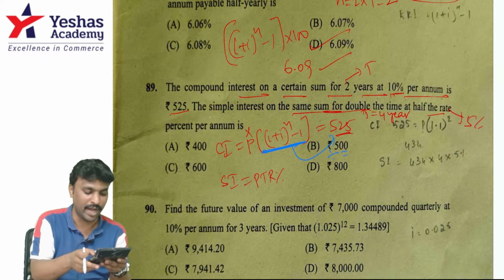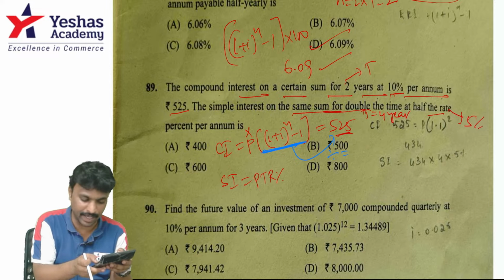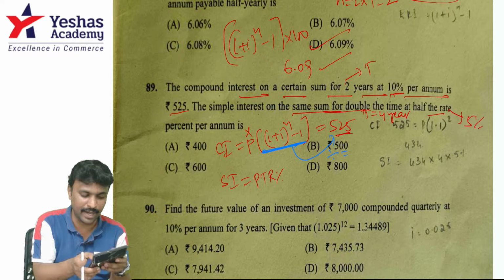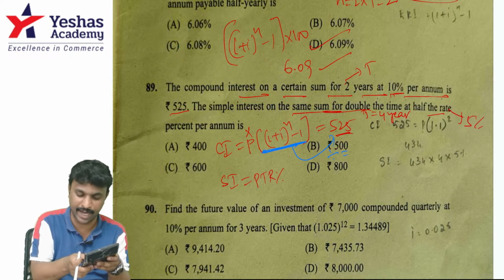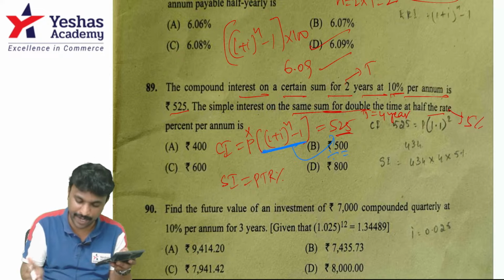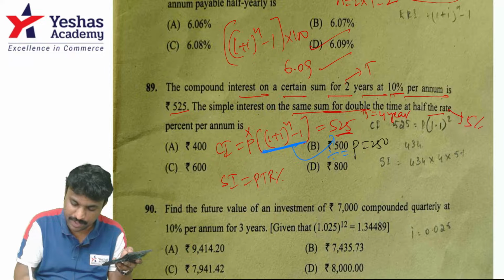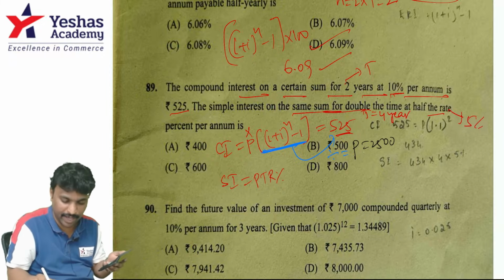Now, first of all, 1 plus what is I? 10%. Press into, press equal, minus 1, divide equal to, send it to the other side into 525. That gives me 2499.99. That means principal is 2500. Principal is 2500.